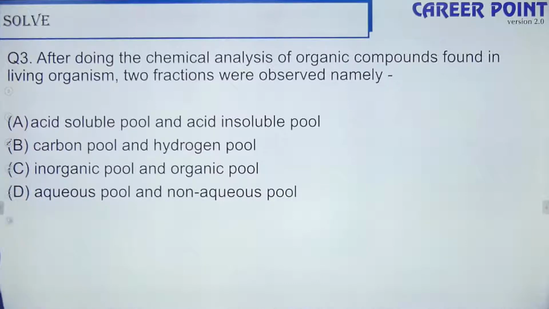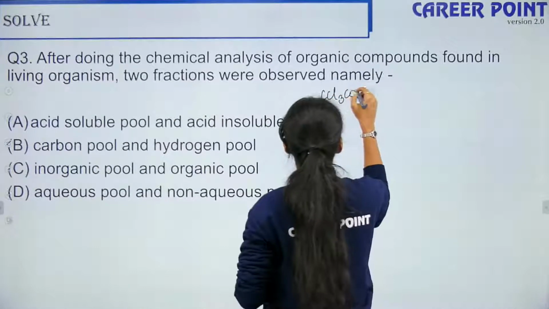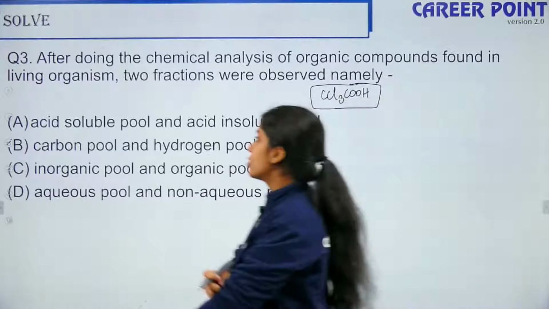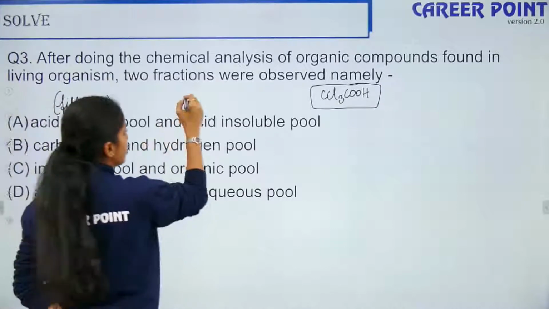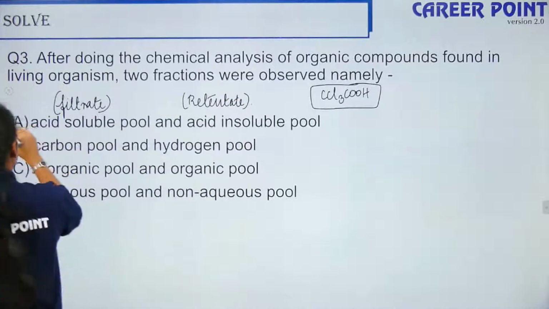So question 3. After doing chemical analysis of organic compounds found in living organisms, two fractions were observed, namely the acid soluble pool and the acid insoluble pool. The options are: carbon pool, hydrogen pool; inorganic and organic pool; aqueous and non-aqueous pool. What is the answer? When you do the chemical analysis with trichloroacetic acid, what are the two fractions that you get? You get an acid soluble pool, which is also known as your filtrate, and this is known as your retentate. So it is option A, the right answer.